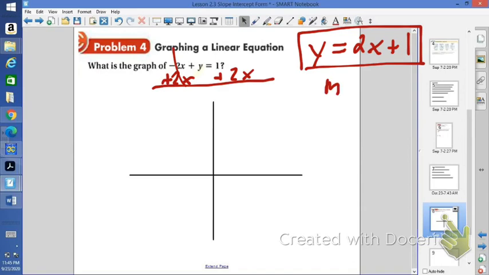We know that our slope is equal to 2. But remember, when we're graphing these and our slope is a single number, we're going to write it as a fraction. So we're going to say it's 2 over 1, and we know that that equals rise over run. And then our y-intercept is equal to 1.